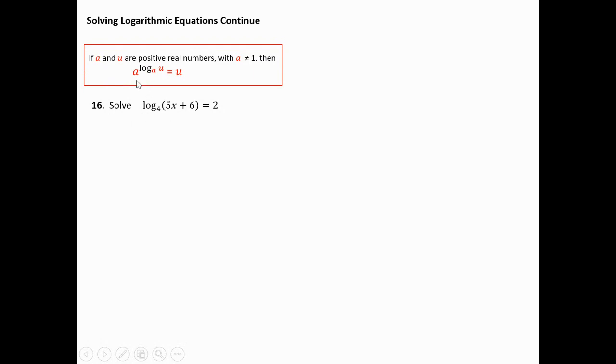So we're going to apply this rule here: a to the power of log base a of u equals u. In other words, if you have a log with a base and you want to get rid of it, you raise it to whatever the base is, so the base stays a base and the other side becomes the exponent, but you do it to both sides. For example, in this case, I'm trying to get rid of the log of 4, correct? So my base is 4.